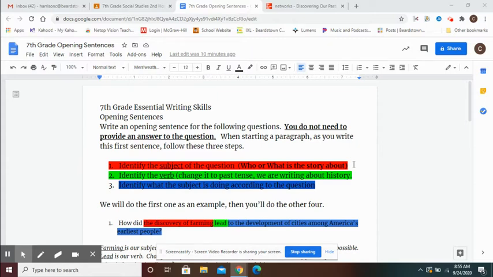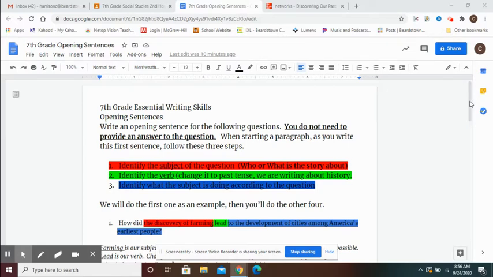2, we have to identify the verb. In many cases, this is the action. If it's a question about a person, well, what is the person doing? If it's a question about a subject of some type, like question number 1 here is about farming, then what is farming accomplishing in the question? So we identify the subject, we identify the verb, and the last thing we have to do is complete the thought. What is the subject doing according to the question?